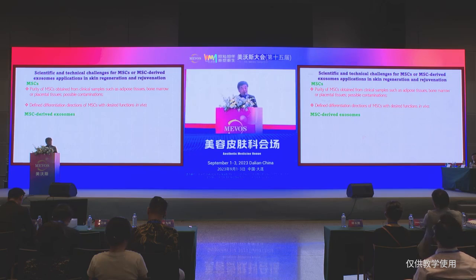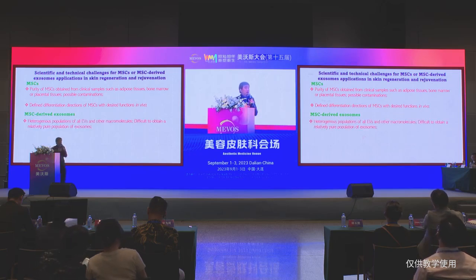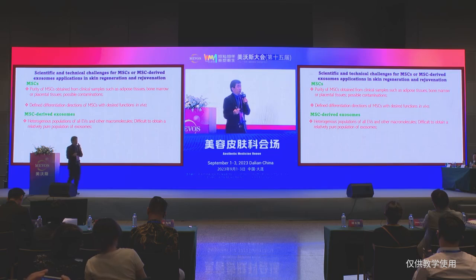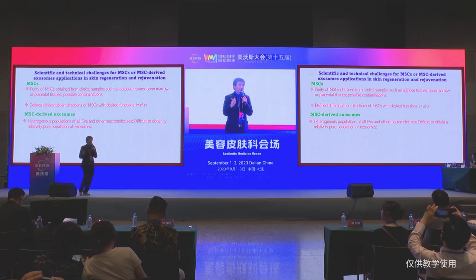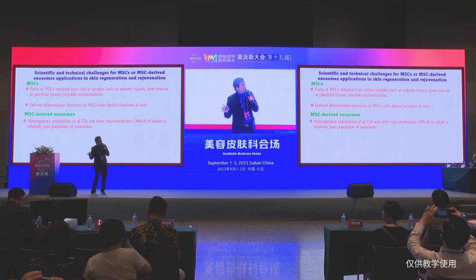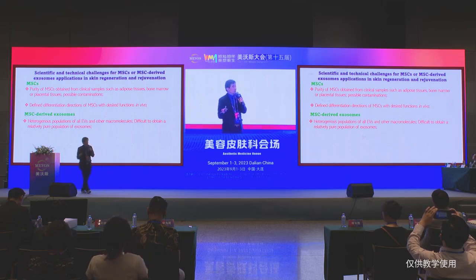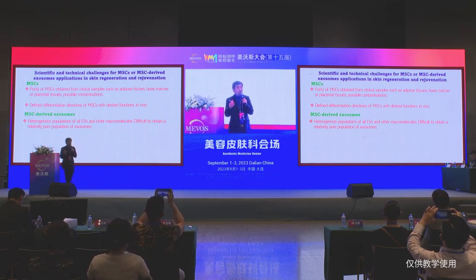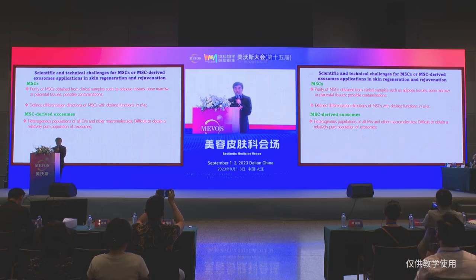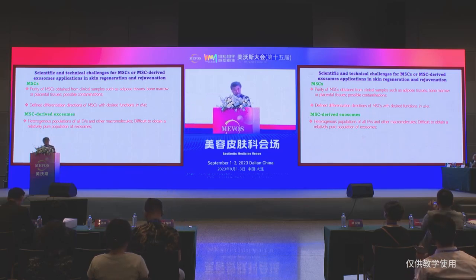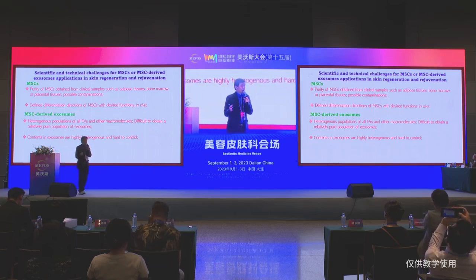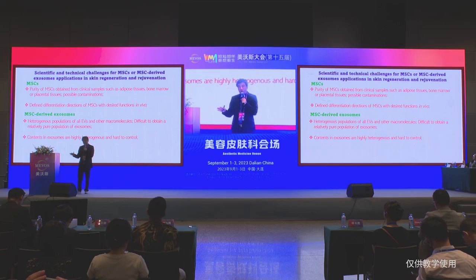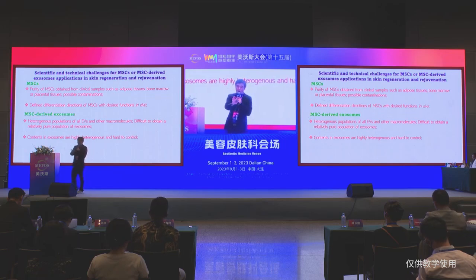And the next is about the exosomes. The exosome challenge is pretty huge. First, whatever you get, the exosomes are a heterogeneous population. It includes exosomes, ectosomes, and also other macromolecules. Based on current technology, it's very hard to distinguish exosomes from other types of vesicles. The second, the contents in exosomes are highly heterogeneous. It's very hard to control. This is the reality.